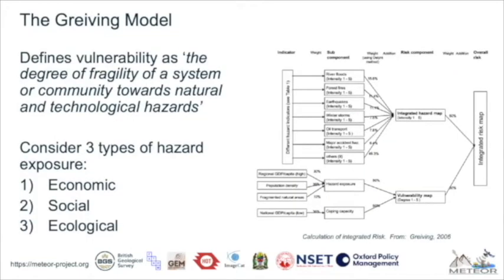Grieving et al. developed an integrated risk assessment for multi-hazards method in which the issue of main concern is risk, which is defined as the product of hazard and vulnerability.